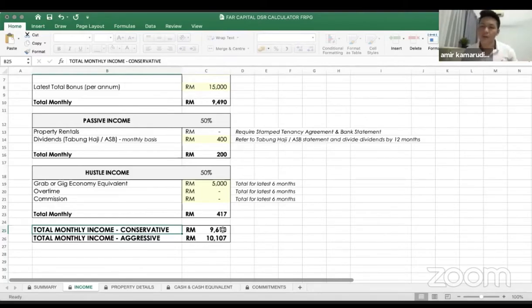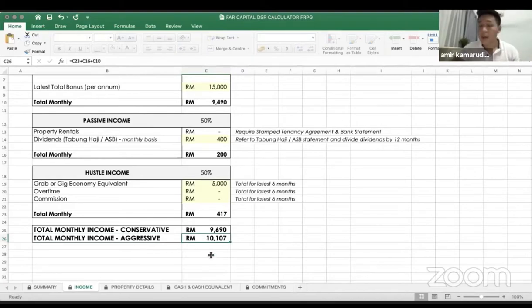So they are being very conservative about their options, or their way of choosing who they want to give a loan to. So conservatively, your total income is this. And we also have aggressive, for banks whose risk tolerance is quite high. So this is their total monthly income.